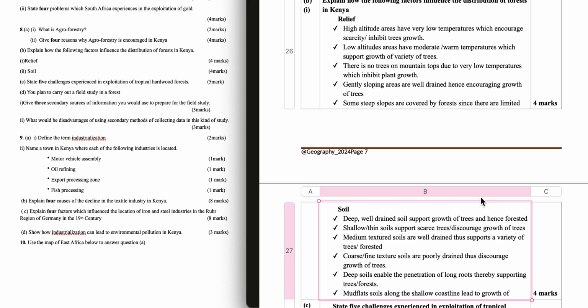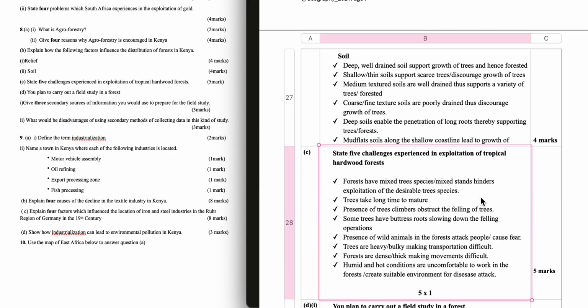Question 8c. State 5 challenges experienced in the exploitation of tropical hardwood forests. Forests have mixed tree species, which hinders exploitation of the desirable tree species. Trees take long time to mature. Presence of tree climbers obstructs the felling of trees. Some trees have buttress roots, slowing down the felling operations.